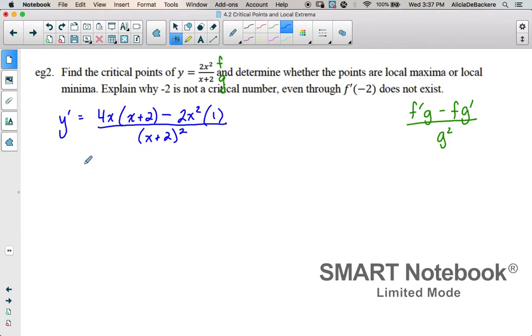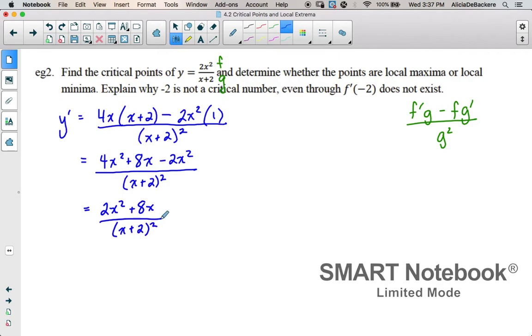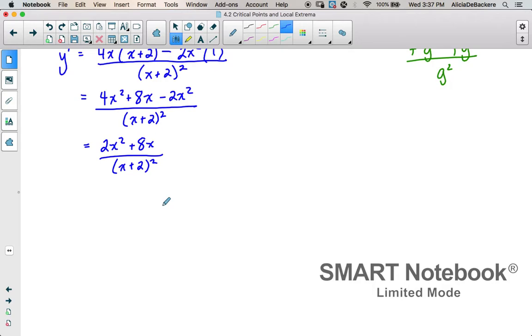I'm going to simplify it a little bit because I know that eventually I'm going to have to set it equal to 0. And I actually want to keep the derivative all together so that when I'm doing my test points for my interval, I have the whole thing together. I don't want to eliminate the denominator right away. So I'm going to simplify the numerator. So collecting like terms there, and then I can factor out in the numerator.